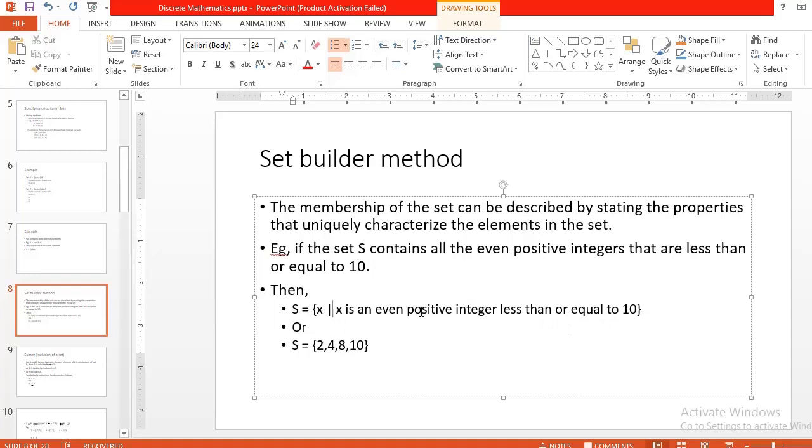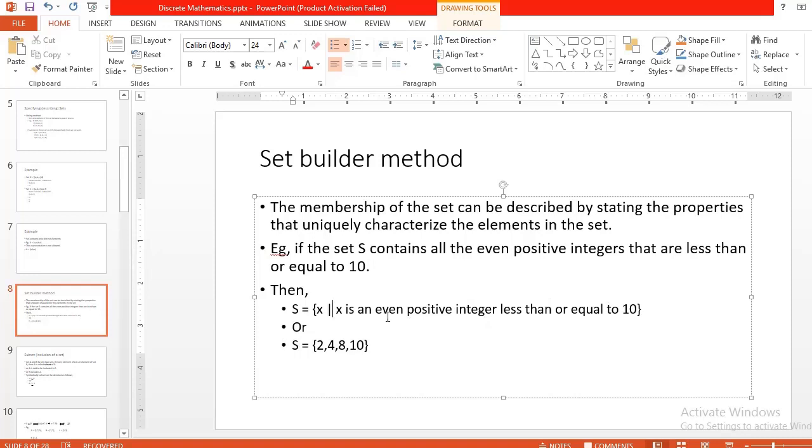In this set builder method we are defining, or characterizing, the elements in the set. The characteristic here is that they are even positive integers less than or equal to 10. So this is one of the methods to specify sets.